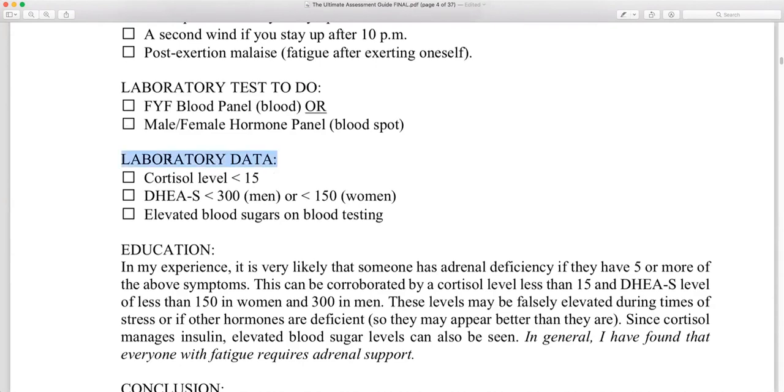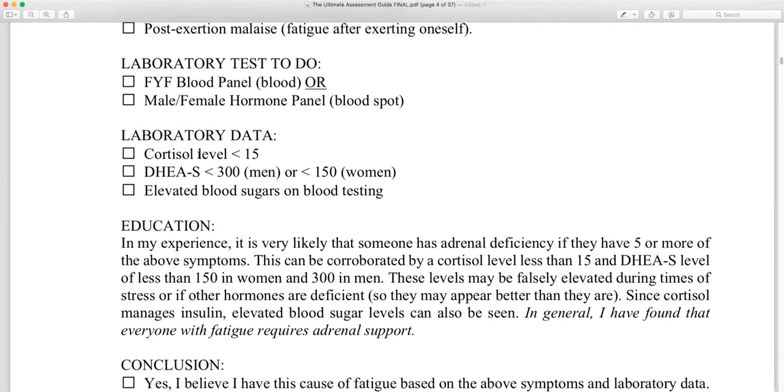And then this is the laboratory data interpretation. If you've got a morning cortisol level, before 9 a.m., of less than 15, you mark this box. If you have DHEA less than 150 in women or less than 300 in men, you mark this box. And if you have elevated blood sugars on blood testing, you mark this box.